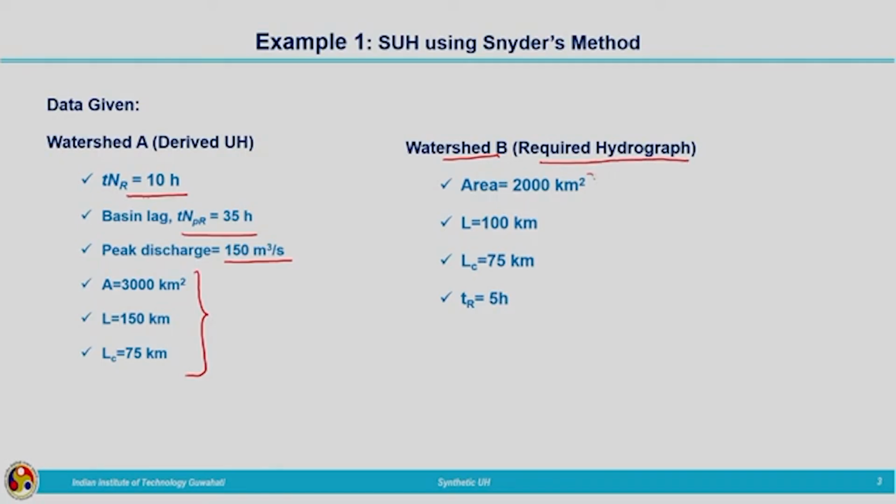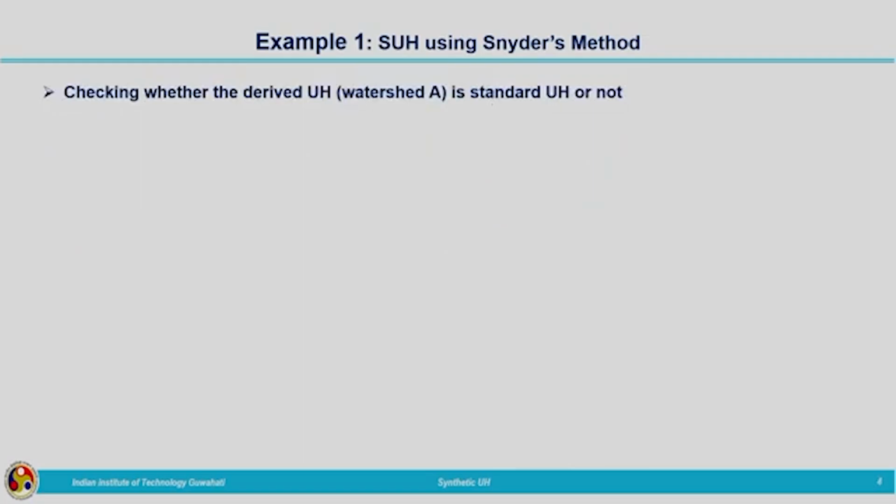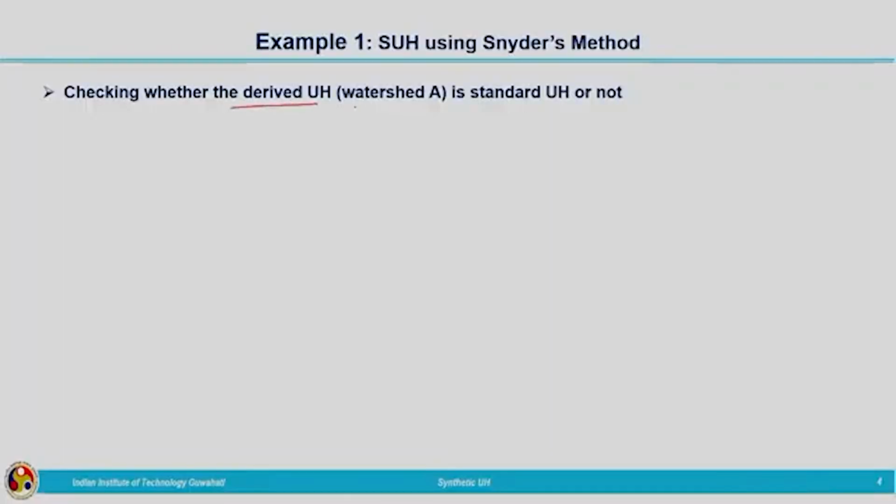Area, L and LC of the ungauged catchment are given to us. We need to derive the unit hydrograph having duration of effective rainfall 5 hours. We need to derive the 5-hour unit hydrograph for the ungauged catchment. In these types of problems, the first step is to check whether the derived unit hydrograph, or the unit hydrograph of the gauged catchment, is a standard unit hydrograph or not. So, first let us check whether the derived unit hydrograph of watershed A is a standard UH or not.